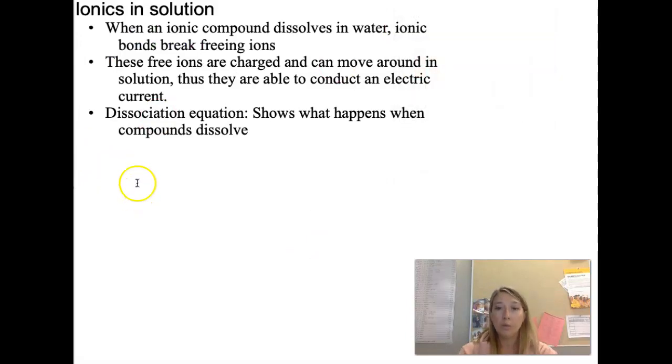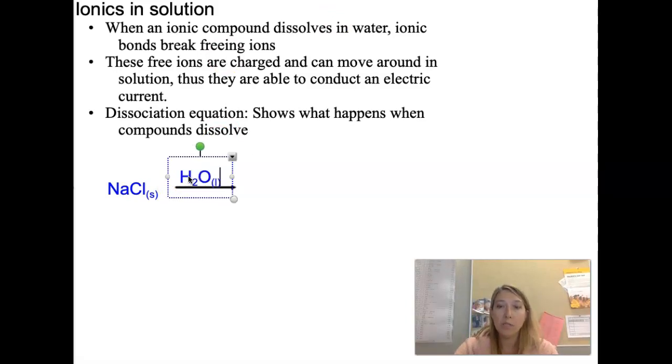So in general, when we write a dissociation equation, we are going to have our compound. So let's say we take NaCl, and it's a solid, and we put this into water. So we're going to use our arrow, and over top of the arrow, we are going to write water. We're going to put it over the arrow because the water doesn't actually change in the reaction. It's just there to help dissolve it.